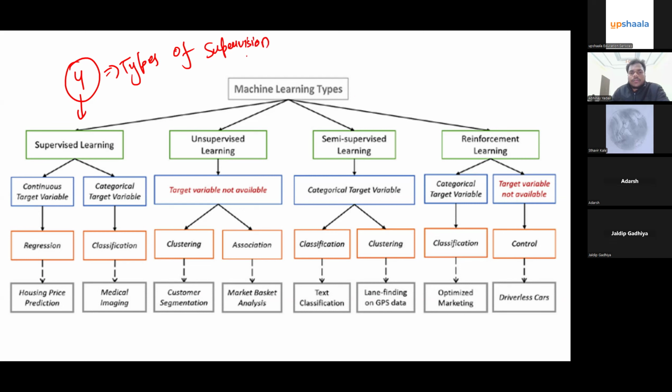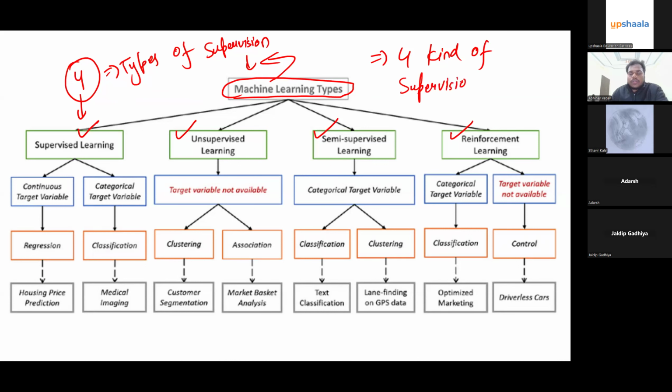Four kinds of supervision, or you can say the four kinds of machine learning model. Both ways, you can say both are the same. The first one is supervised machine learning, the second one is unsupervised machine learning, the third is semi supervised machine learning, and the fourth one is reinforcement learning. So these are the four kinds of supervision for ML models.